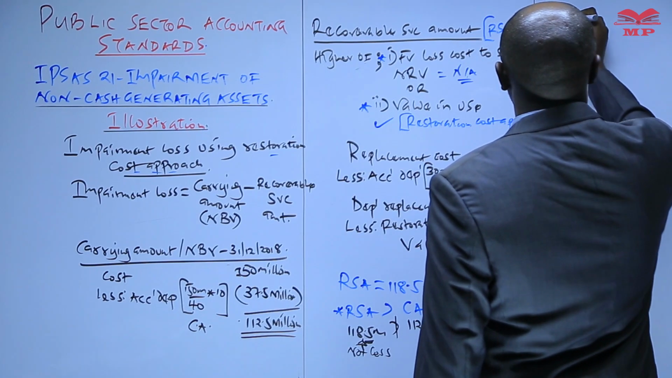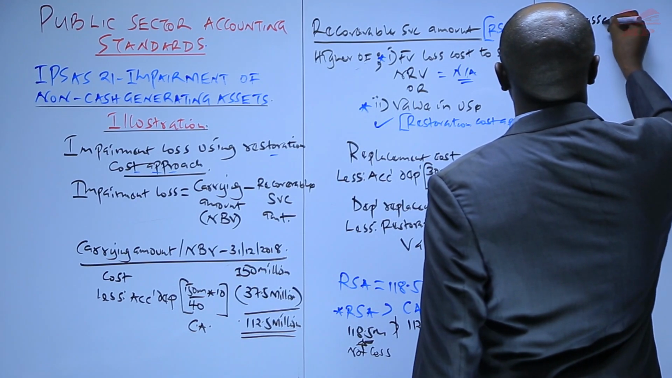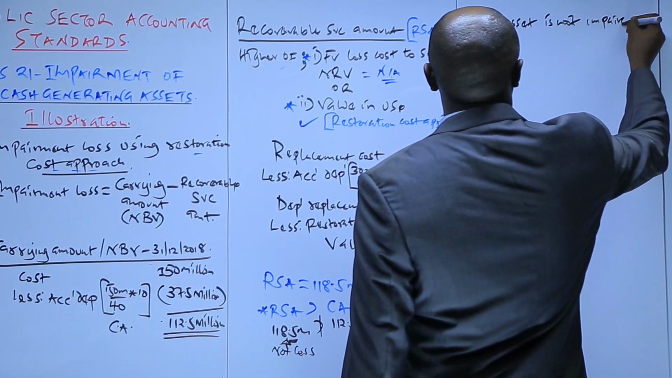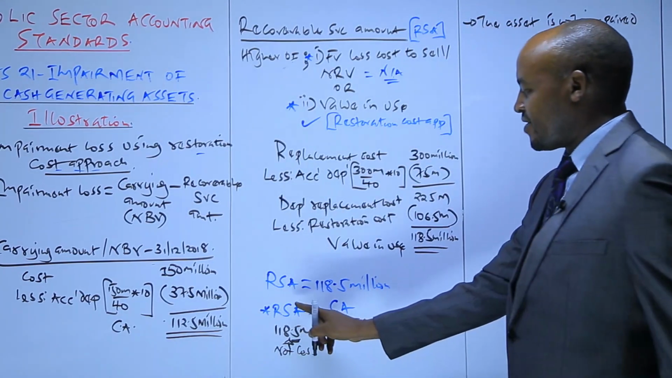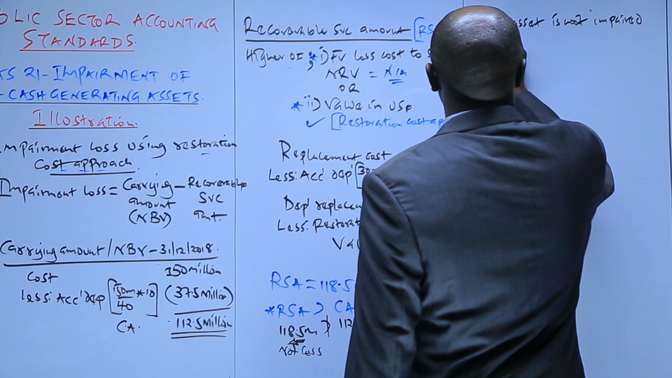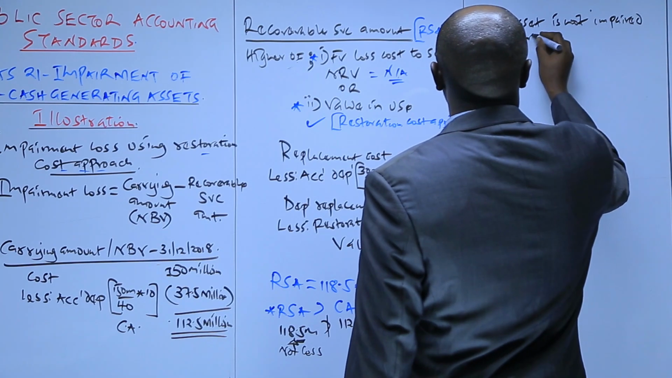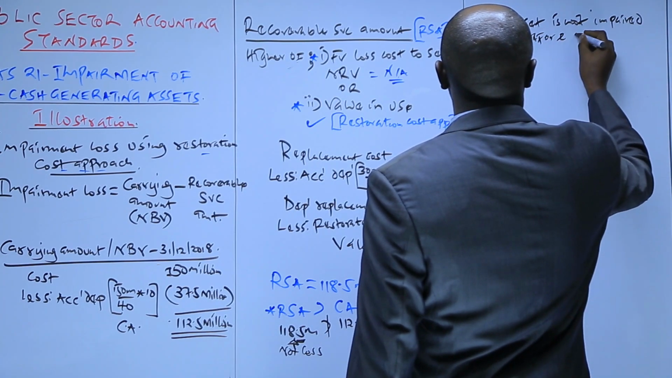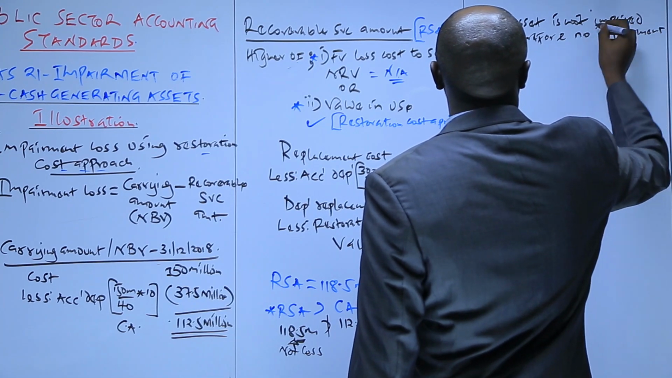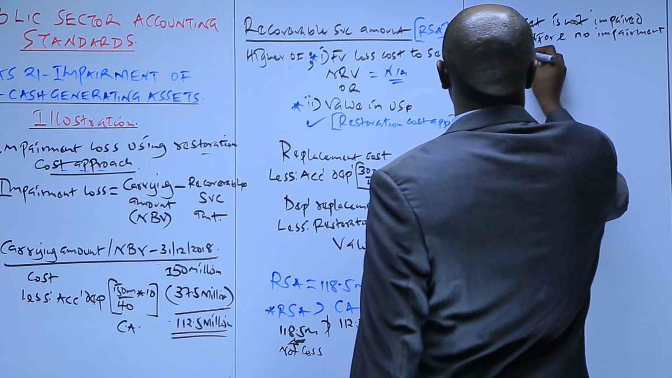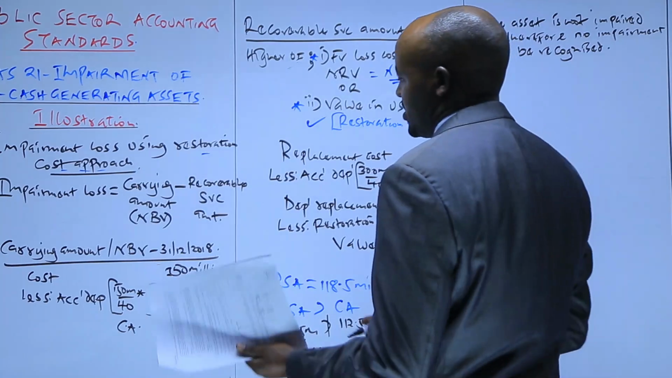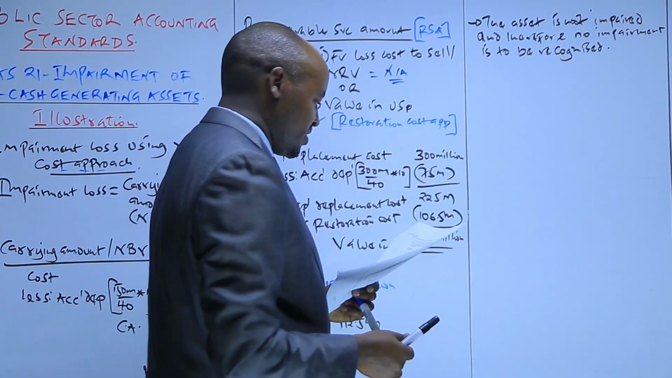So we say the asset is not impaired, simply because the recoverable service amount is not less than the carrying amount. The asset is not impaired, and therefore no impairment loss is to be recognized. So basically that is it, that is what was required.